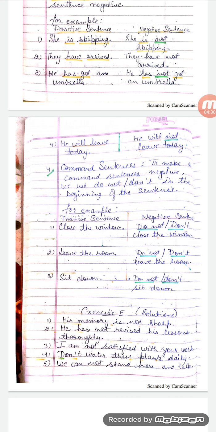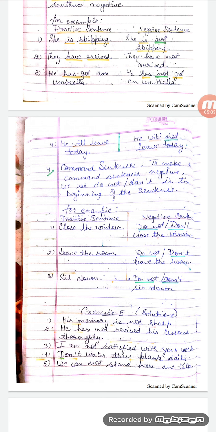Fourth is command sentences. To make command sentence negative, we use do not or don't in the beginning of a sentence. For example, close the window. Close the window is a command sentence, so we change it into negative. We write do not or don't before the sentence. So the answer becomes do not or don't close the window.